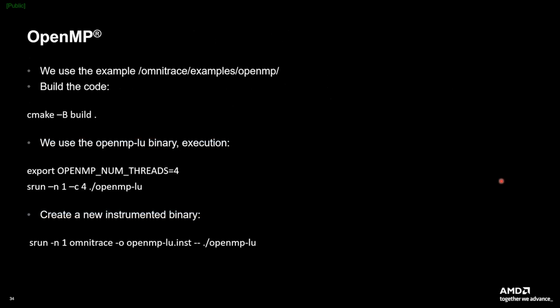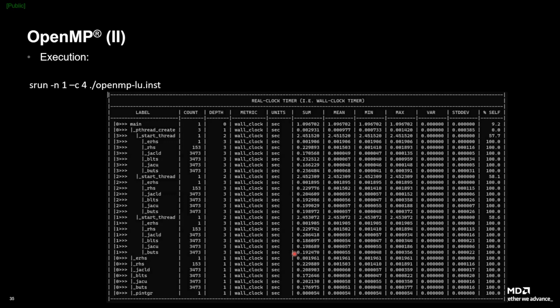OpenMP. I used an example from OmniTools again. Build the code. We use an OpenMP LU binary execution, and I do it like that. I create a new instrumented binary in the simple case, and I run the instrumented binary, and then you have 4 threads, 0, 1, 2, 3, and the information. So the tool, as we said before, also does the OpenMP instrumentation.